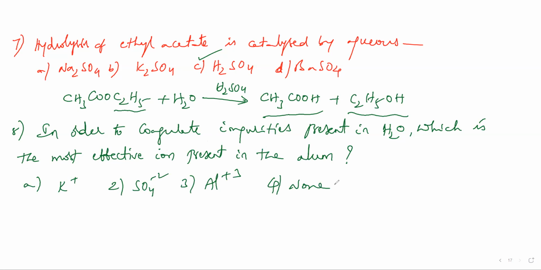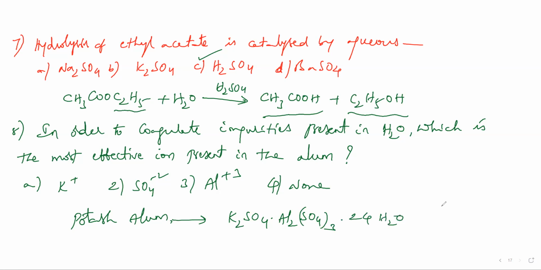Sir, option 3, aluminum ion. Yes, sir. Why? Alum formula, sir. In the alum formula, potassium is also present, then SO4 2- is also present. You know the alum formula, potash alum, sir. Potash alum is used in the purification of water. So K2SO4 double salt, Al2(SO4)3, 24H2O. This is a double salt, sir.